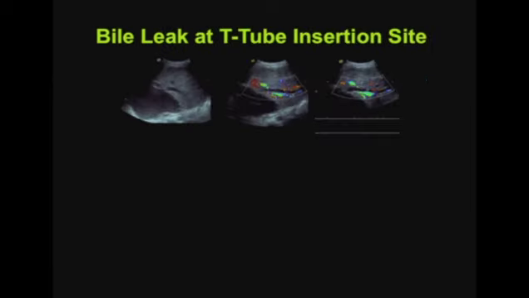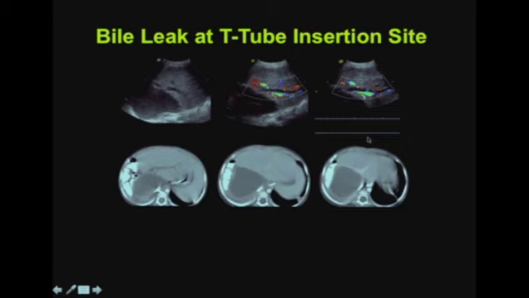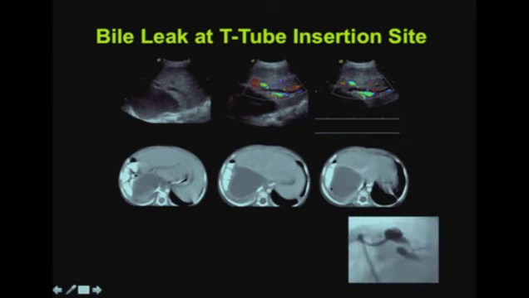Here's one patient who developed a leak at the site of T-tube insertion. We can appreciate this fluid collection adjacent to the graft, and you can see that there's a dilated tubular avascular structure within the liver corresponding to dilated bile duct, and here we see again the dilated tubular duct and the large bile collection.